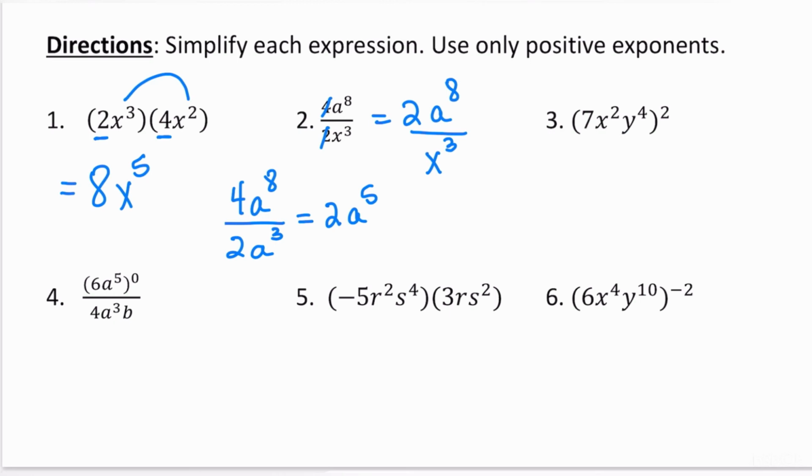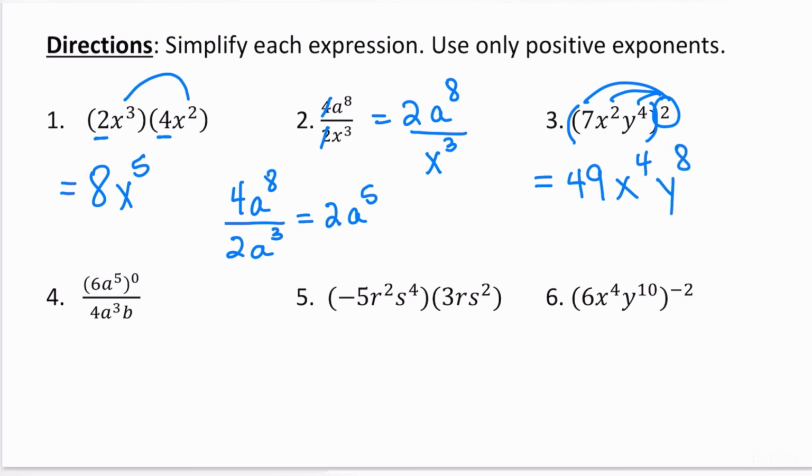In number 3, remember we talked about the parentheses, and this power on the outside is going to get distributed to everything inside of the parentheses. So that means 7 squared is 49. x squared squared is x to the 4th. A power to a power, you multiply the powers. y to the 4th squared is y to the 8th power. So that's my final answer.